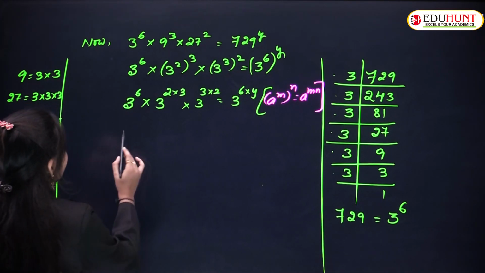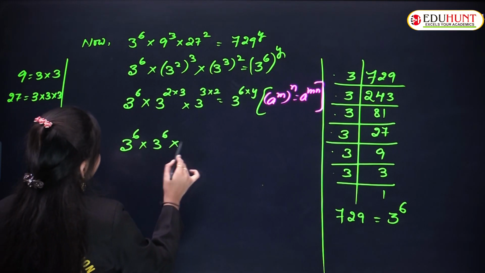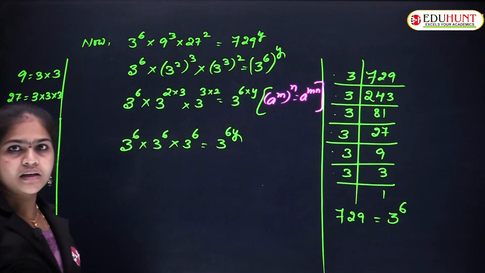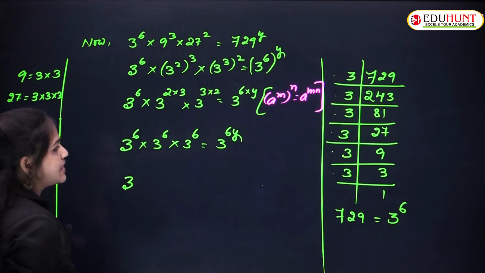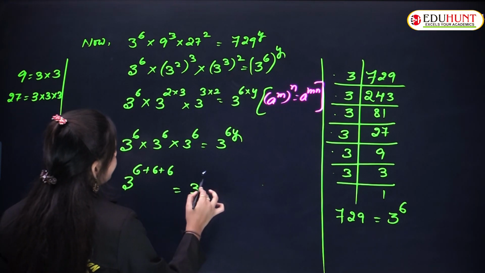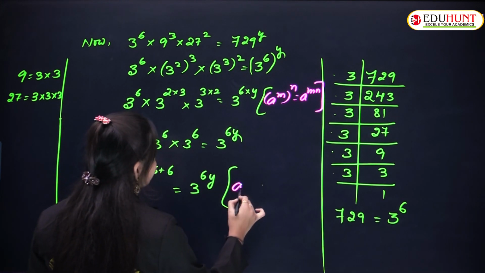Understand? Yes. Now here 3 power 6 into 3 power 6, again 3 power 6, which is equal to 3 power 6y. Clear? Yes. Now here 3 power 6 plus 6 plus 6. Directly we can add all the values, no? Why? Because this is under the formula a power m into a power n is equal to a power m plus n.